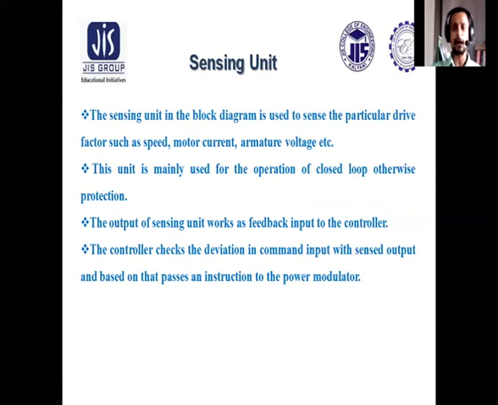This sensed signal gives the controller the actual operating condition of the motor at that time, and based on that actual response of the system or motor, the controller will take control action. The control action will be taken based on the command input given to the controller and the instructions written in the controller. The output of the sensing unit works as feedback input to the controller. The controller checks the deviation between the command input and the sensed output, and based on that passes an instruction to the power modulator.